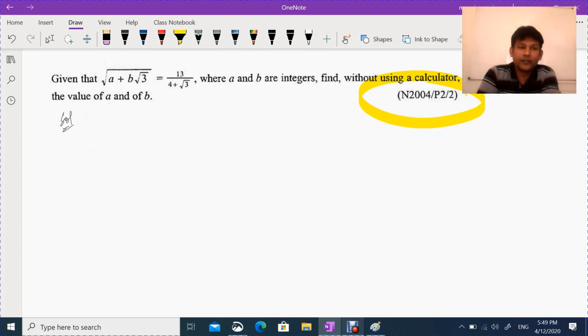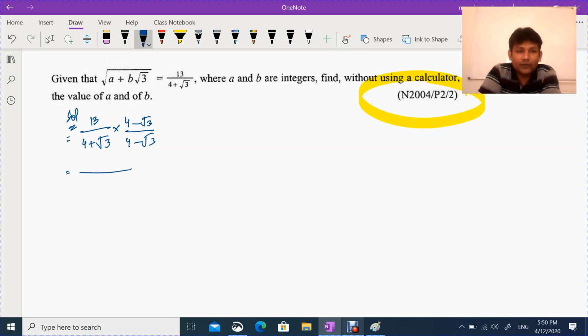The next question is November 2004 paper 2 question number 2. In this question we have to move from the right hand side. What we can do here is 13 divided by 4 plus under root 3. To rationalize it, because we don't need any denominator here, we have to multiply and divide with the conjugate, with the negative sign. Now we have to apply in the denominator the formula a square minus b square, difference of 2 squares. This we can write as 13 times 4 minus under root 3.